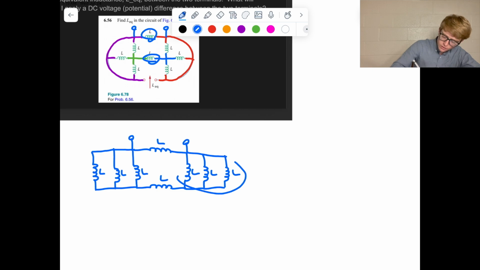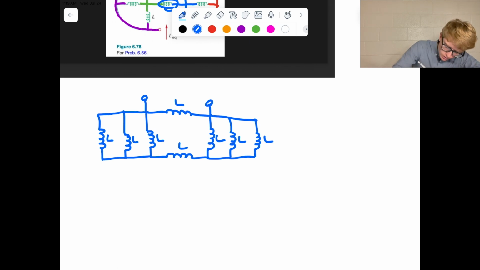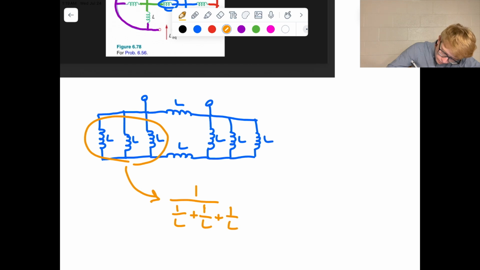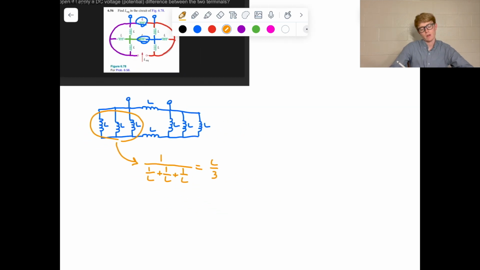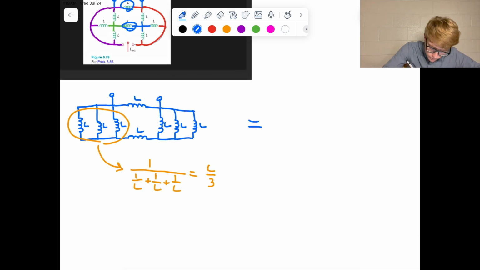So now, like I said before, this group and this group have a bunch of parallel connections. So what is the equivalent inductance of one of these groups? Let's figure that out. So turns out here, we're gonna have 1 over L plus 1 over L plus 1 over L, right? And what's that gonna be? That's gonna be L over 3, right? So that's what we find out. So the equivalent inductance of those groups is just L over 3.